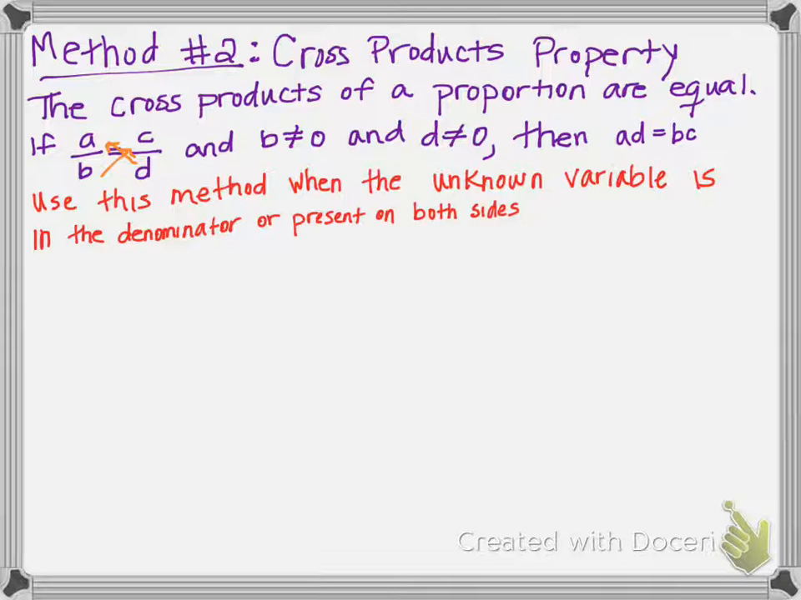So we use this method when the unknown variable is in the denominator, so if it's in the bottom ever, or if we see it on both sides and not just on one side. So let's look at our first example problem. 12 over t is equal to 20 over 3. So I see that that t is in the denominator, so I do need to cross multiply. So that 3 needs to be multiplied with the 12 on the left, and then the t moves in with the 20 on the right. So 12 times 3 equals 20 times t.